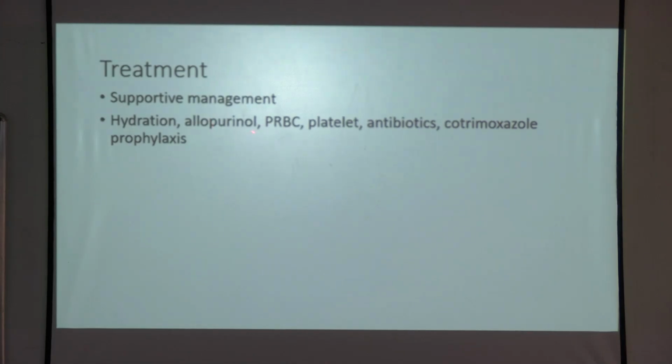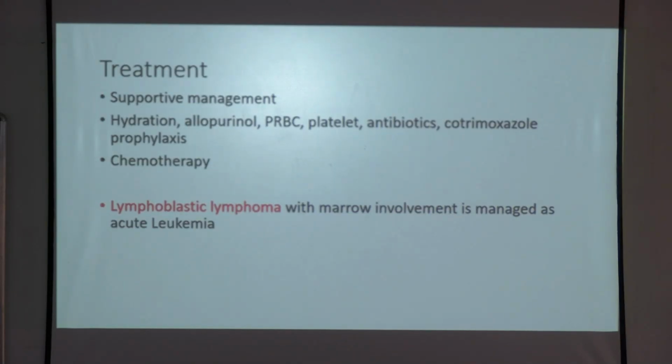Treatment: hydration, allopurinol in tumor lysis syndrome. In anemia, thrombocytopenia, you can give PRBC and platelet transfusion, co-trimoxazole prophylaxis. Now, the most important treatment is the chemotherapeutic drugs. Lymphoblastic lymphoma with marrow involvement features are similar to the leukemias. So, it is managed as treatment of acute leukemia. Acute leukemia যেরকম ভাবে ম্যানেজ করেছিস, lymphoblastic lymphomas are managed like that.